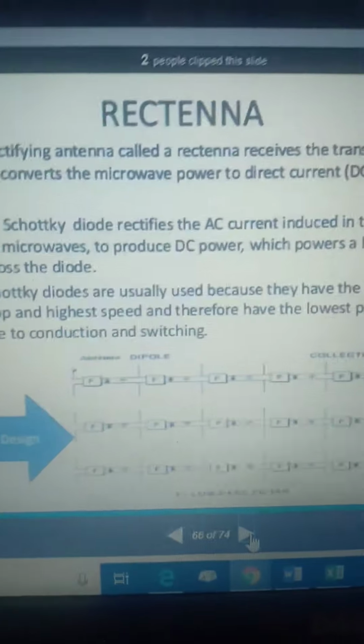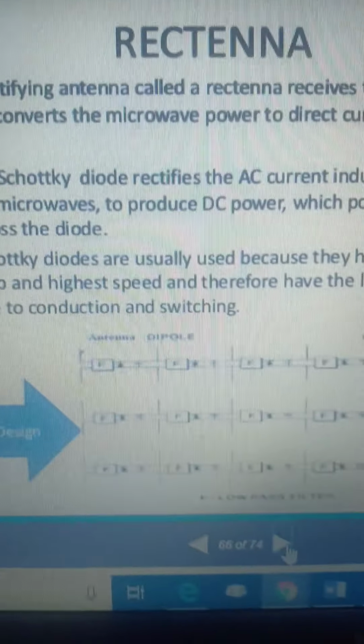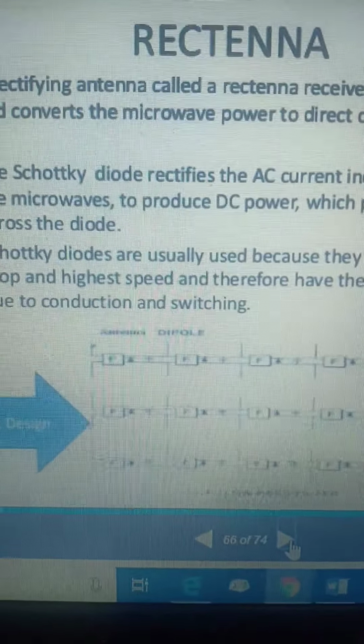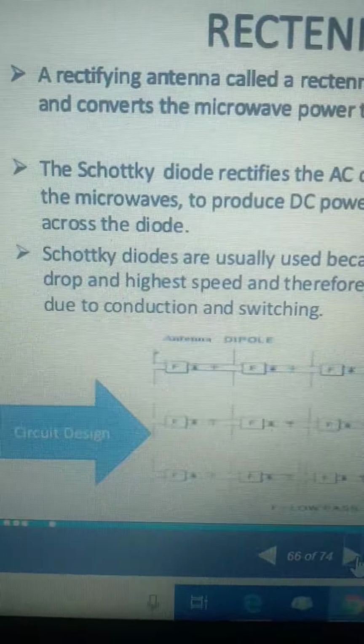And this is a rectenna. A rectenna is nothing but a rectifying antenna, a rectifier along with an antenna circuit. So it is an antenna which performs rectification also. Normally any antenna is a transducer. So a rectifying antenna converts microwave power to DC power, and the DC power is directly given to the mobile to charge it.